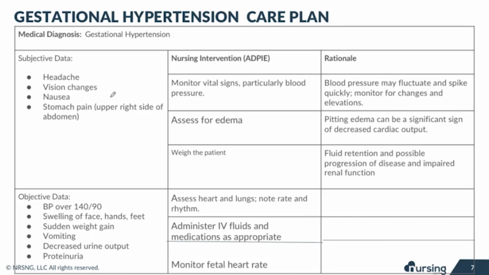Now let's look at our rationale for this. So what are we doing? We are going to assess the heart and lungs, noting the rate and rhythm. Now the reason for this is what? We basically want to monitor for our fluid overload signs. So are we hearing some crackles in there? Is there fluid? We're checking for fluid overload. Now, administering IV fluids, this is going to vary. If the patient's fluid overloaded, we're probably not going to give too much fluids, right? But if appropriate, we'll administer.